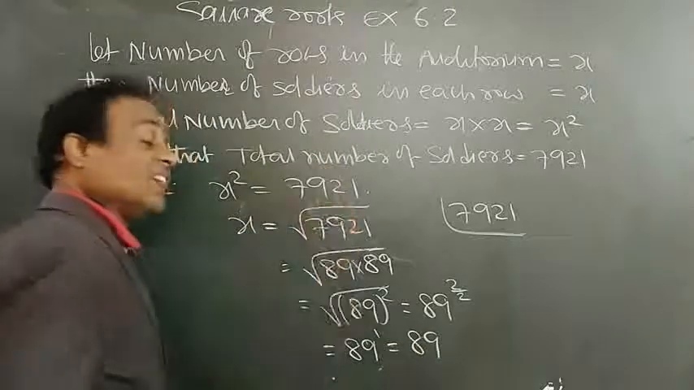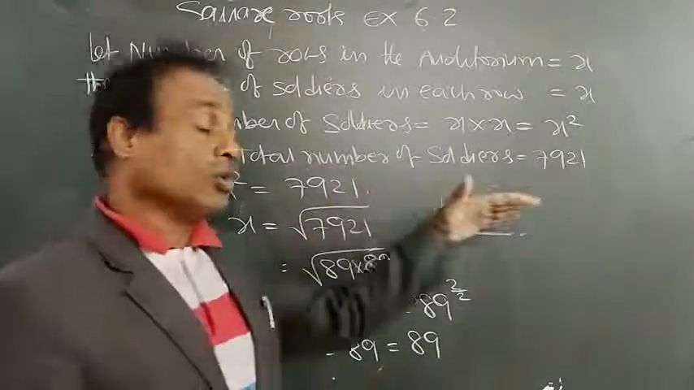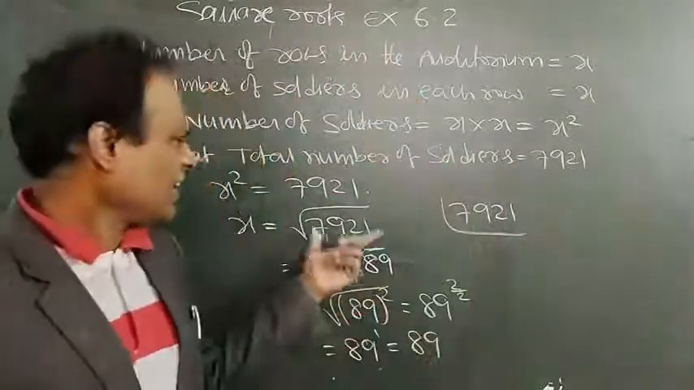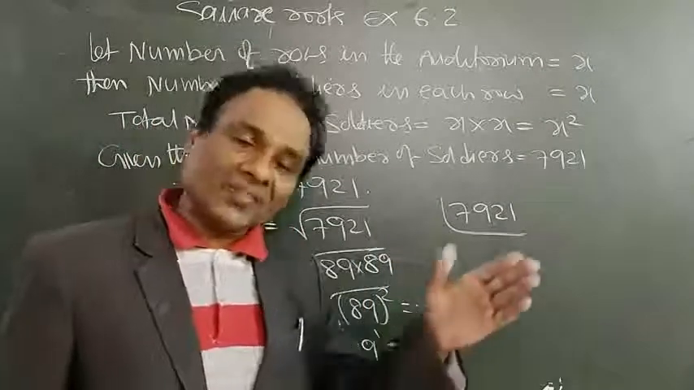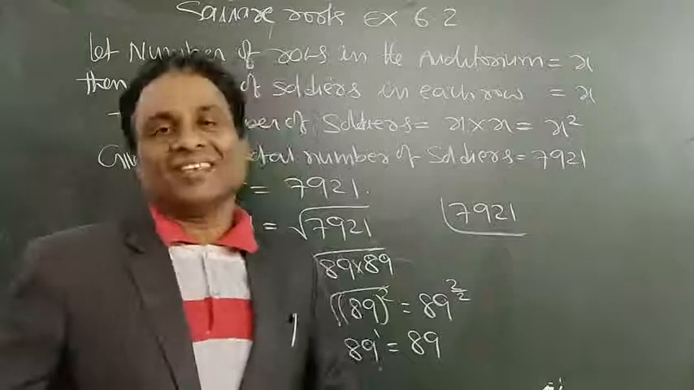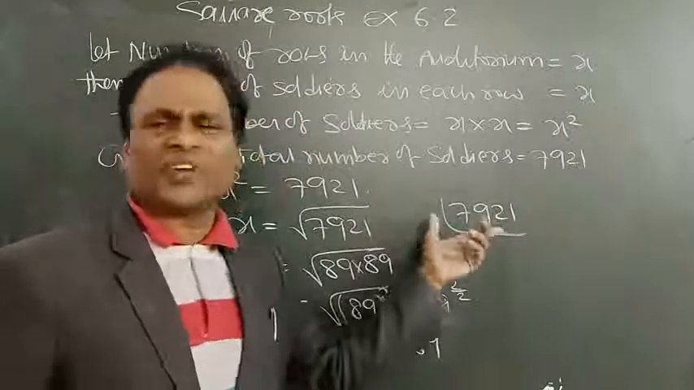But how to get this 89 idea? We can't try with all the numbers. So it is a rare case. For this, we have another method of finding the square root that we are going to study in the next exercise. So this factors method is very difficult for this.